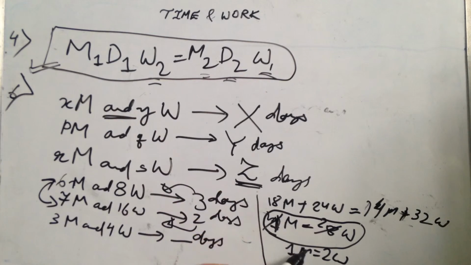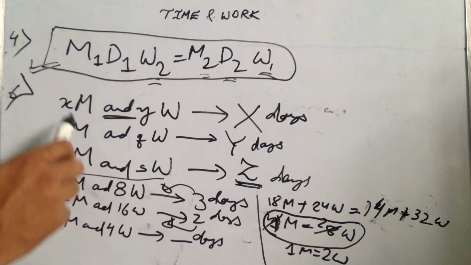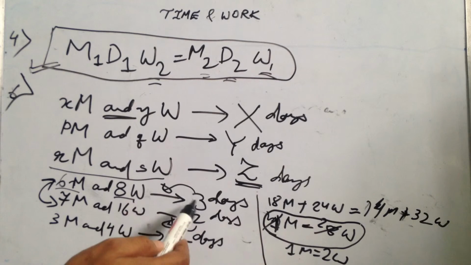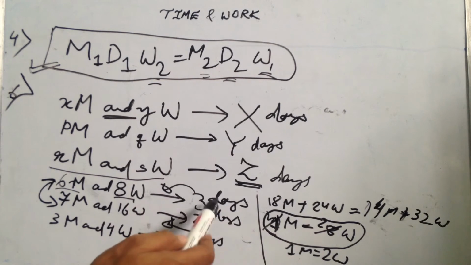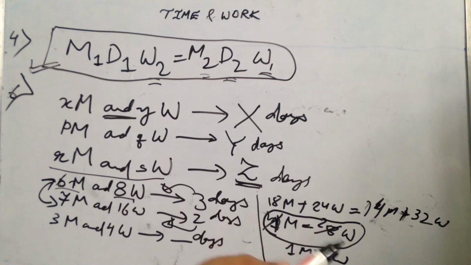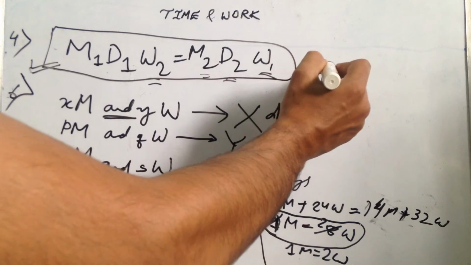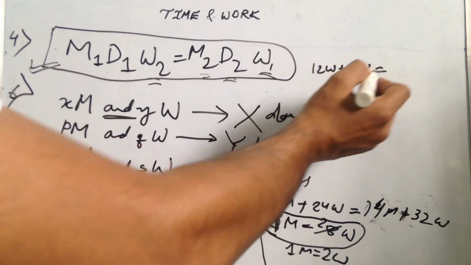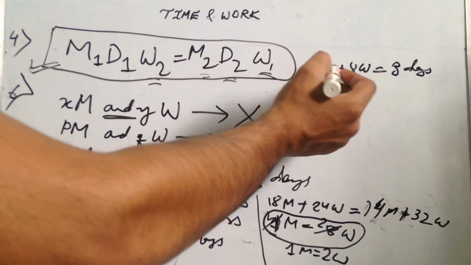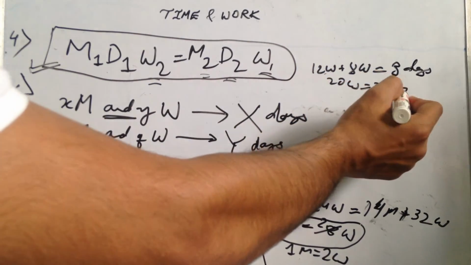So now we will use this formula to calculate this part. Just convert the number of men: 6 men, 8 women together take 3 days. So convert men to women. There are 6 men. It means how many women? 12 women. So 12 women plus 8 women. How many days do they take? 3 days. Okay, so which is equal to 20 women take 3 days.